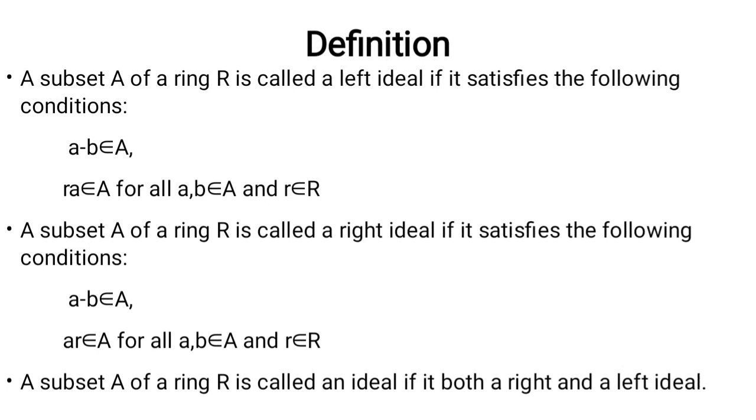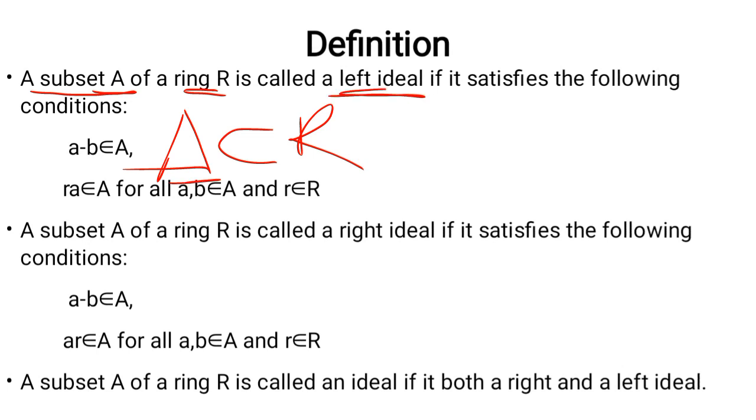There are left ideals, there are right ideals, and then there's the ideal. Now, if you have a ring R and a subset A of the ring, this subset is called a left ideal.